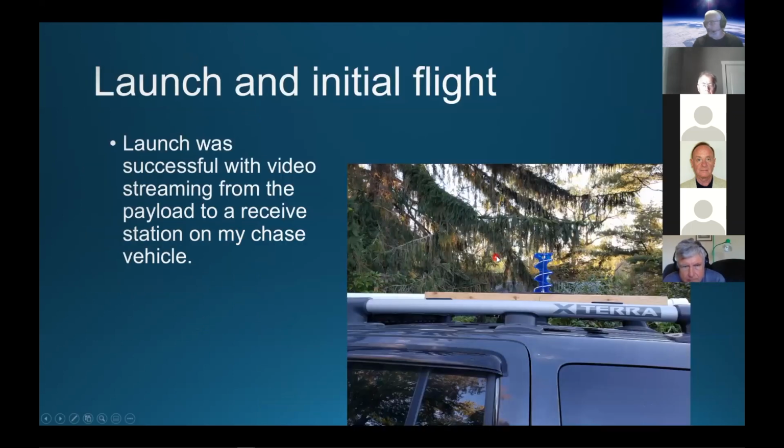So for receiving in flight, this is the top of my car, and I literally mounted the 3-turn helical on the roof and ran it down to the computer gear that I have inside the chase vehicle. So this is what we were using to receive at launch time and for the initial portion of the chase.